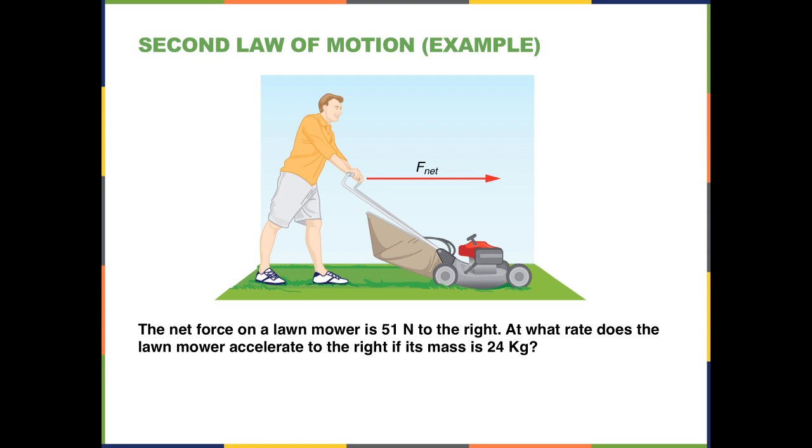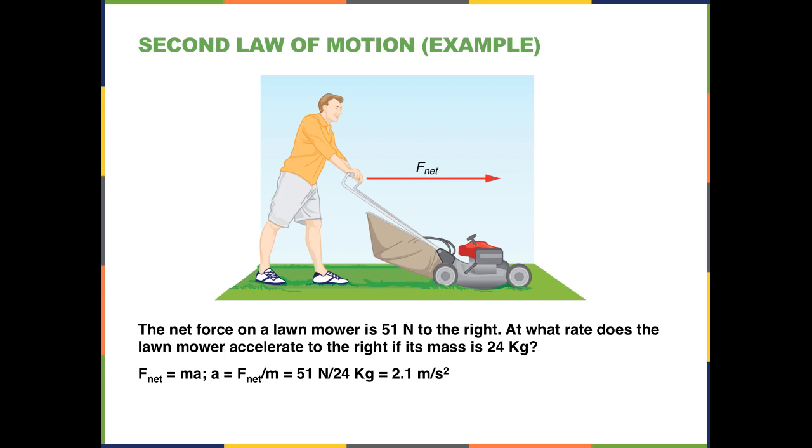Now let's take an example of the second law of motion. Here we have an individual pushing a lawnmower, and I'm going to tell you that the net force is 51 newtons to the right. At what rate does the lawnmower accelerate if the lawnmower has a mass of 24 kilograms? Well, this is quite simple.